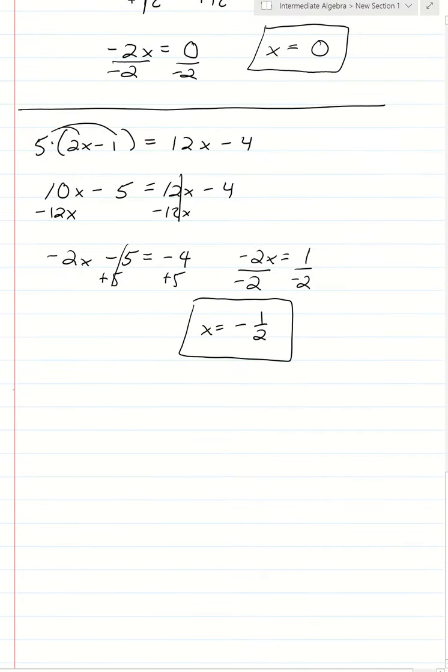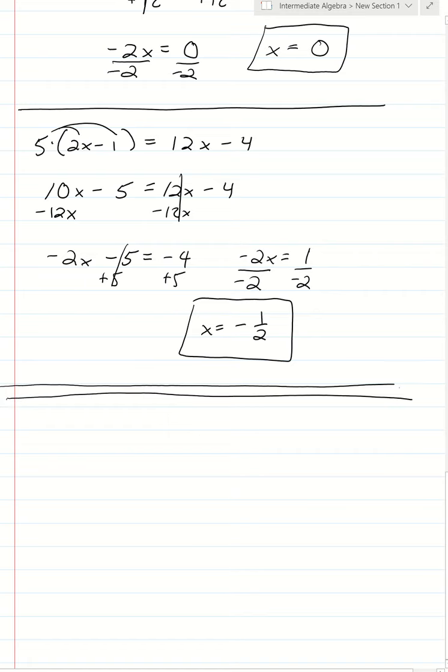Okay. I want to take a look at two very special cases.